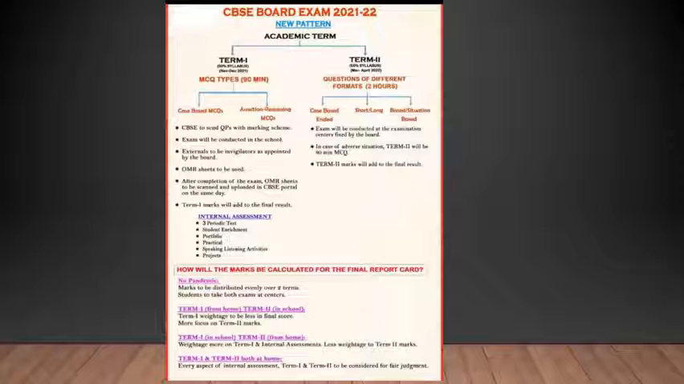If term 1 and term 2 are both at home, every aspect of internal assessment, term 1 and term 2, to be considered for fair judgment. Keep this in view and prepare accordingly. Prepare very regularly. Every examination that you appear for, let it be monthly tests, periodic tests, or term one ending examination, all these examinations are very, very important when finally the marks are calculated.